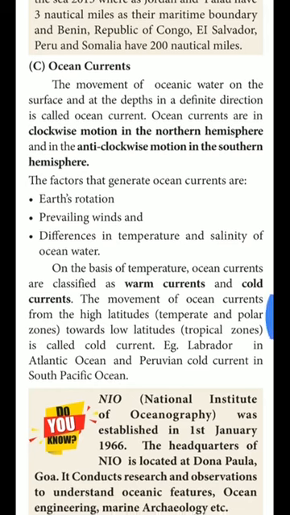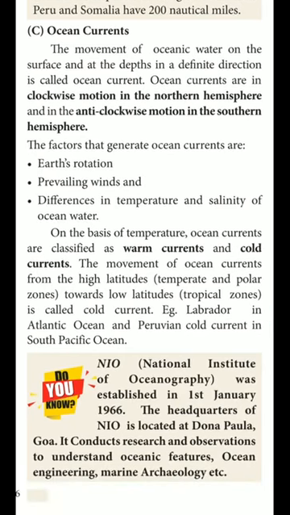So on the basis of temperature, ocean currents are classified as warm current and cold current. The movement of ocean current from the high latitude towards low latitude is called cold current. Example, Labrador in Atlantic Ocean and Peruvian cold current in South Pacific Ocean.